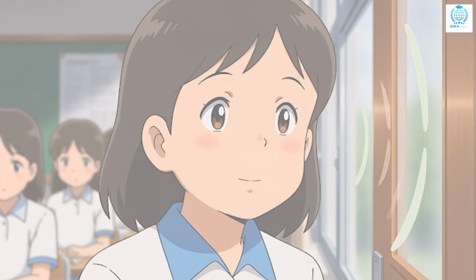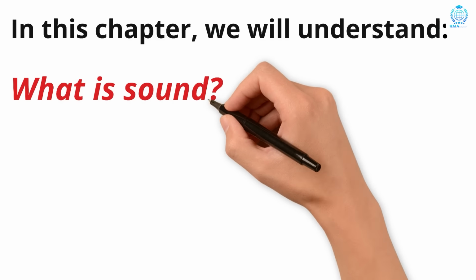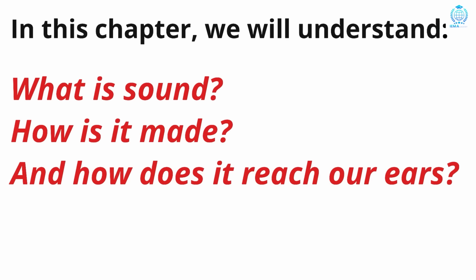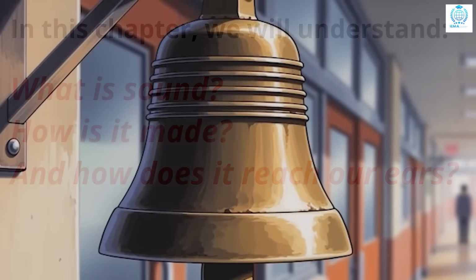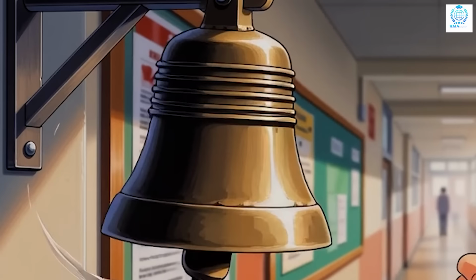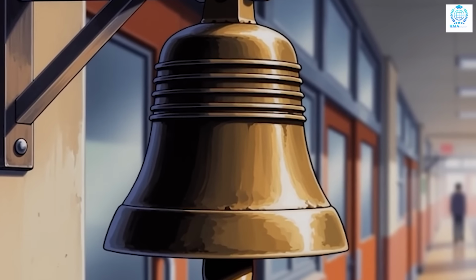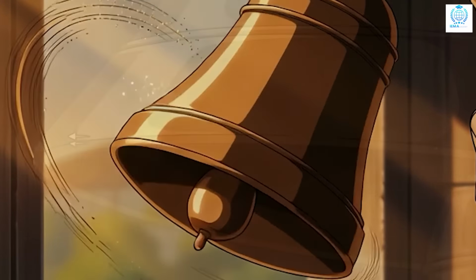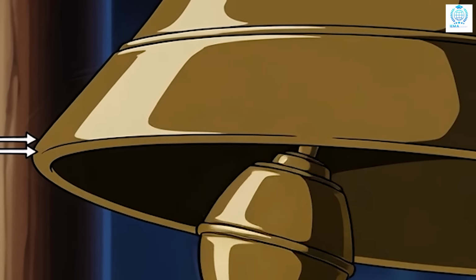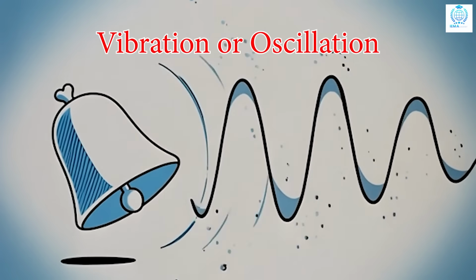So today, in Class 10 Physics, let's understand, what is sound? How is it made? And how does it reach our ears? First big idea, sound is always produced by something that is vibrating. Look at this bell. When it is silent, it is still. When we hit it, ting, the metal starts shaking very fast. This fast back and forth motion is called a vibration or oscillation.